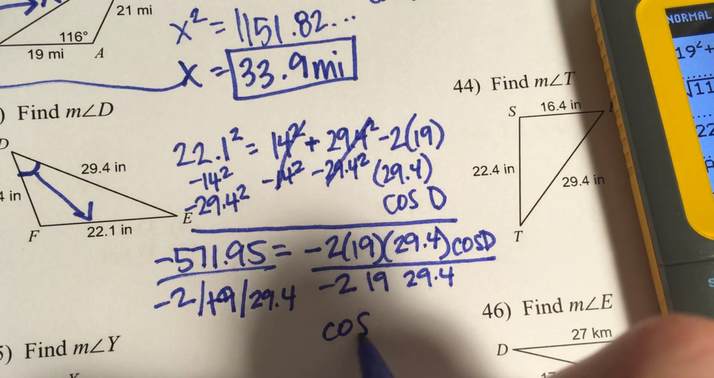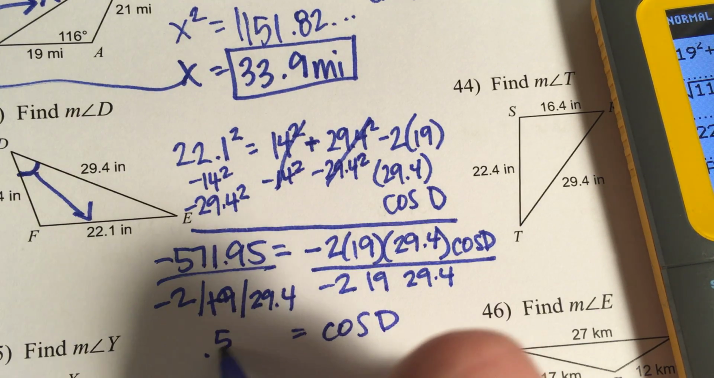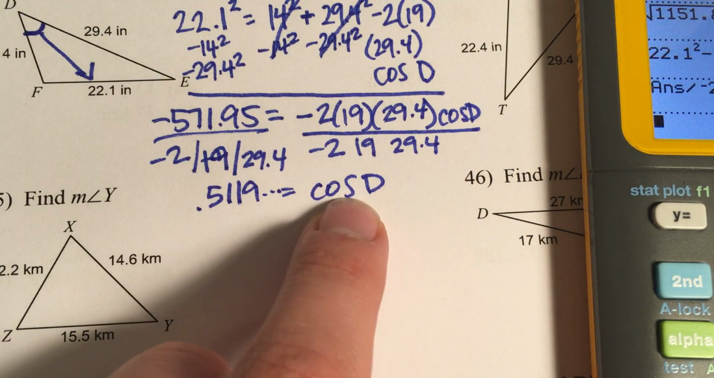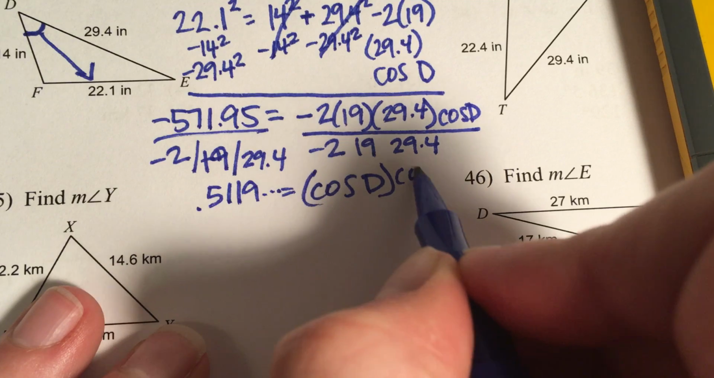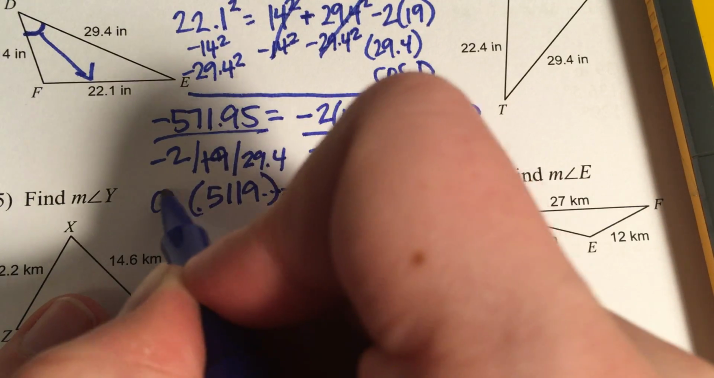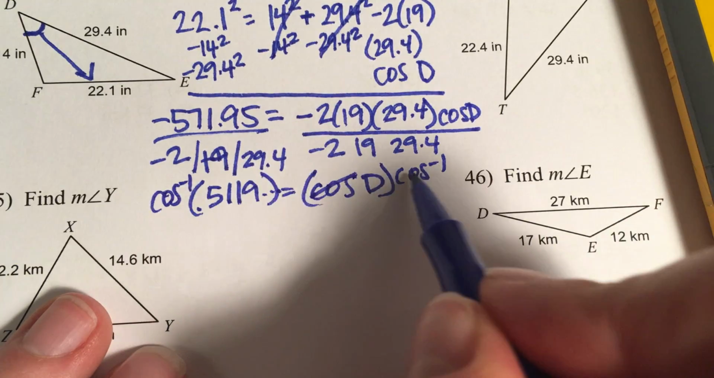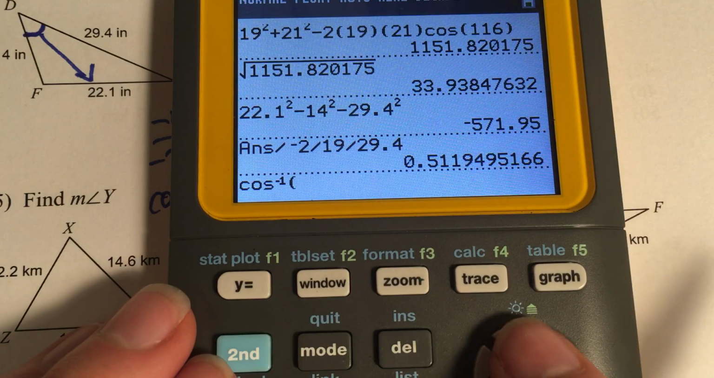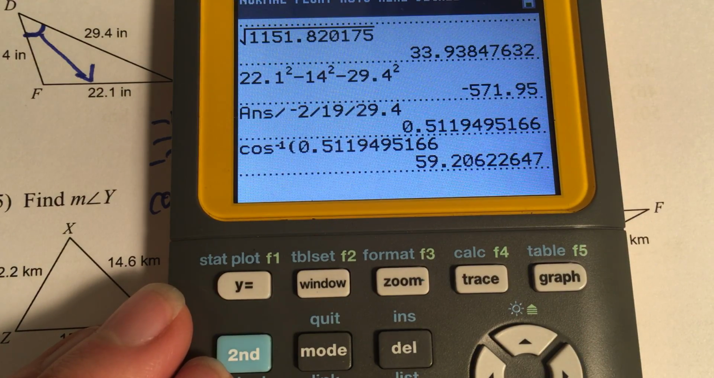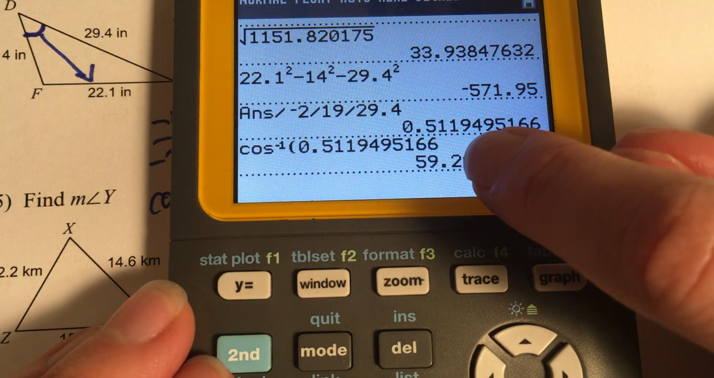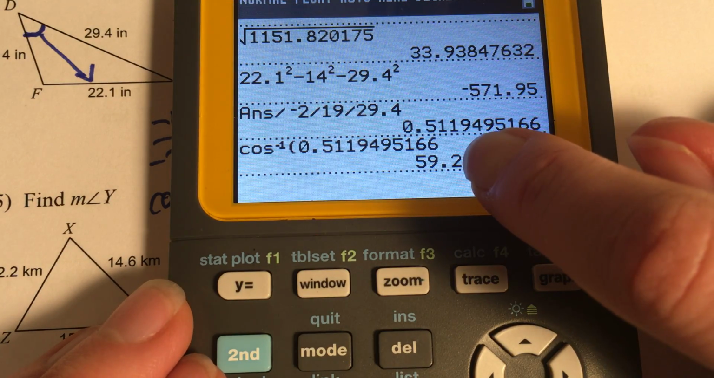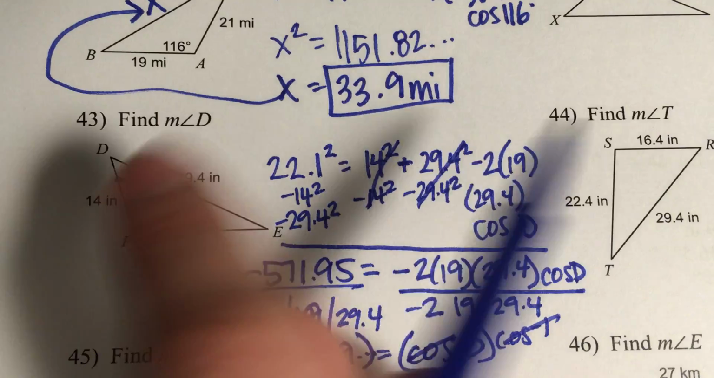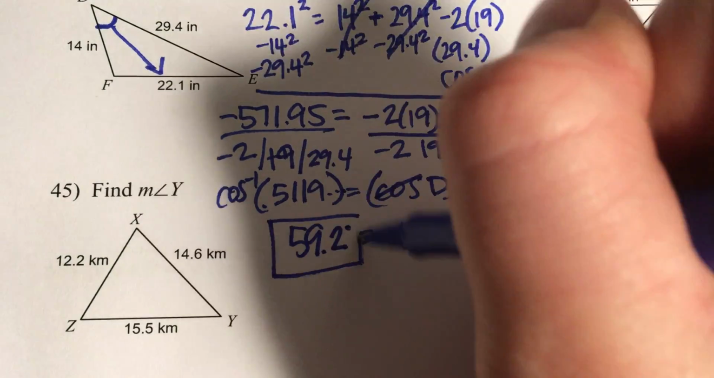So cosine D equals 0.5119 dot dot dot. Got that whole thing. So I want to get rid of cosine, so I'm going to use cosine inverse on both sides. It's going to cancel cosine and cosine and leave me with just angle D equals, in my calculator, I'm going to do second cosine of this number, press enter. I get 59.2. I look at the 0, 0 doesn't change, so 59.2 is my answer. 59.2. This is an angle that I was looking for, so this would be degrees.